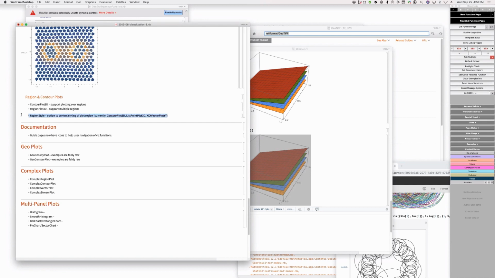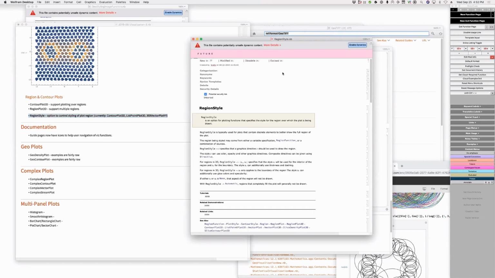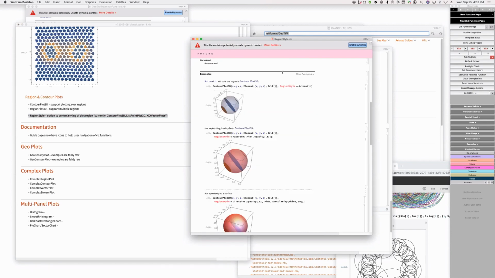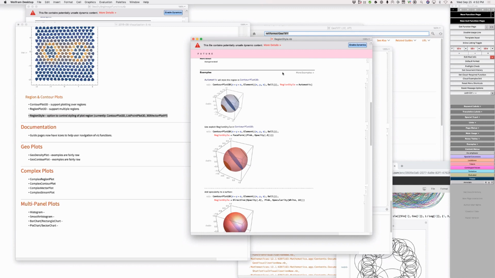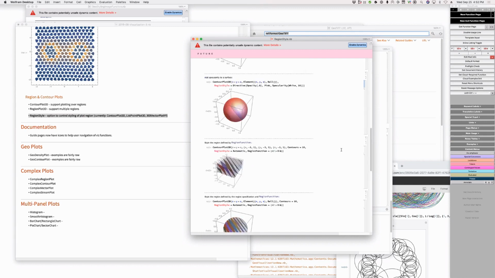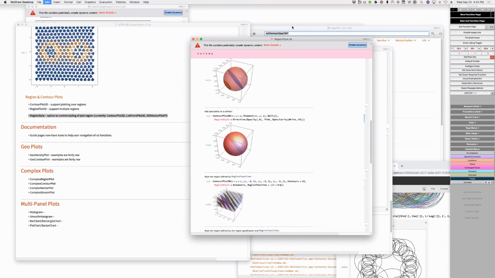This is just extending region style to more functions. Is that correct? I mean, region style is a new thing. Yeah. Okay, so this came up, for instance, when you do ContourPlot3D. If you don't give a styling of the boundary of that region, you have no depth cueing. You just can't perceive it. Okay, so let's just understand this.